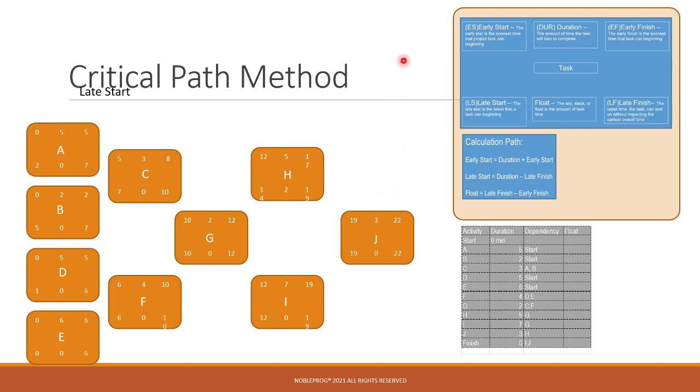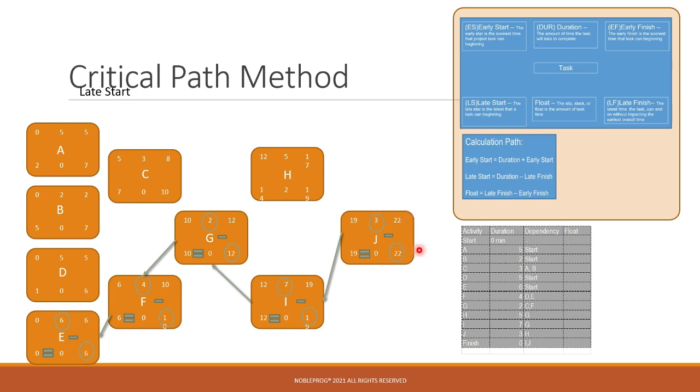Next, we want to figure out what the late start is. What is the latest that it could start and still finish on time? As we build this, it is a combination of understanding the duration and the late finish time. As we look at our chart, we see that early start works from left to right, while late start works backwards, from right to left.